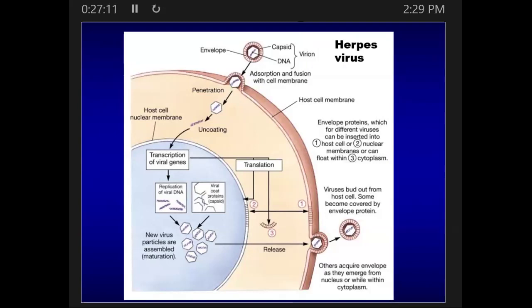And again, they're just trying to show the complexities of the nucleus versus cytoplasm. Looks like the nucleus is being used again for assembly. And then they're budding out by taking some membrane with them. HIV.